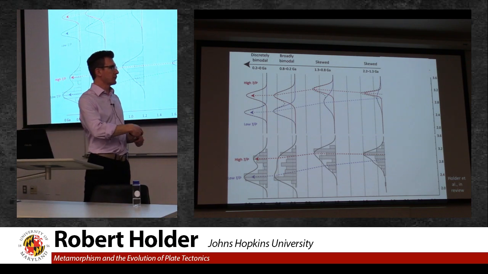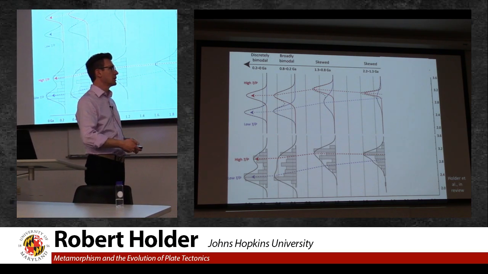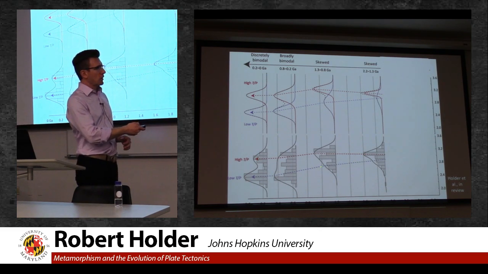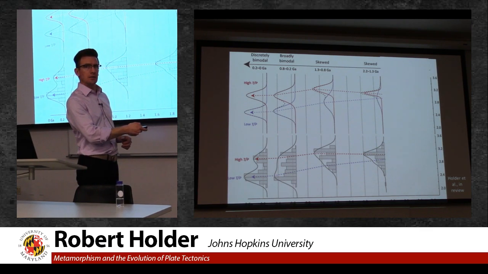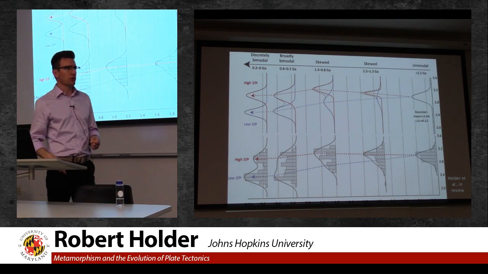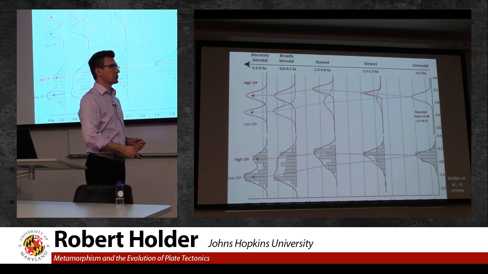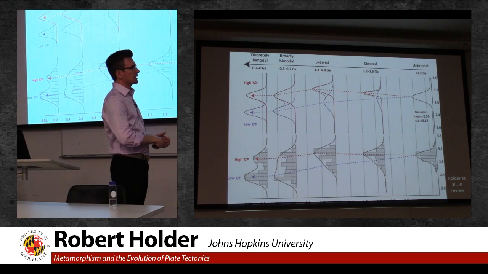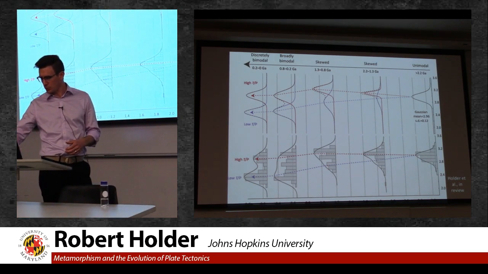If we go back even further to the assembly and breakup of Columbia, or sometimes referred to as Nuna, we can see that now we've lost that shoulder, this low temperature over pressure shoulder, and the data are much more unimodal. They're still skewed to one side, they're not Gaussian, but we're losing the prominence of this low TP mode. And then if we go back into the Archean, or data older than 2.2 billion years ago, statistically they can't be distinguished from a Gaussian distribution. They're Gaussian at the 95% confidence interval.